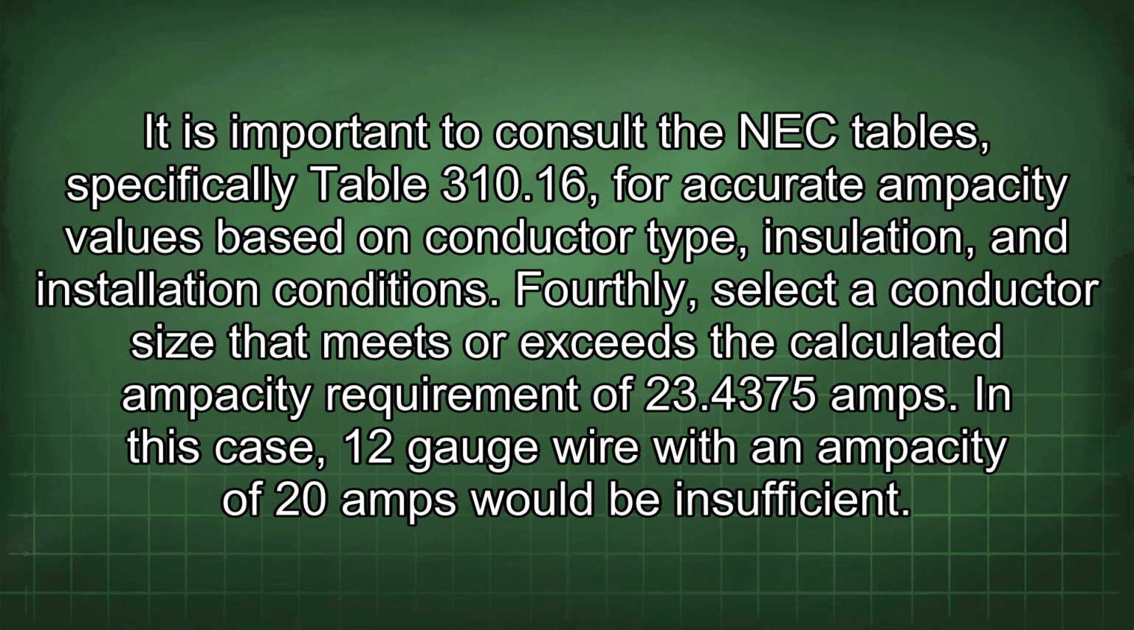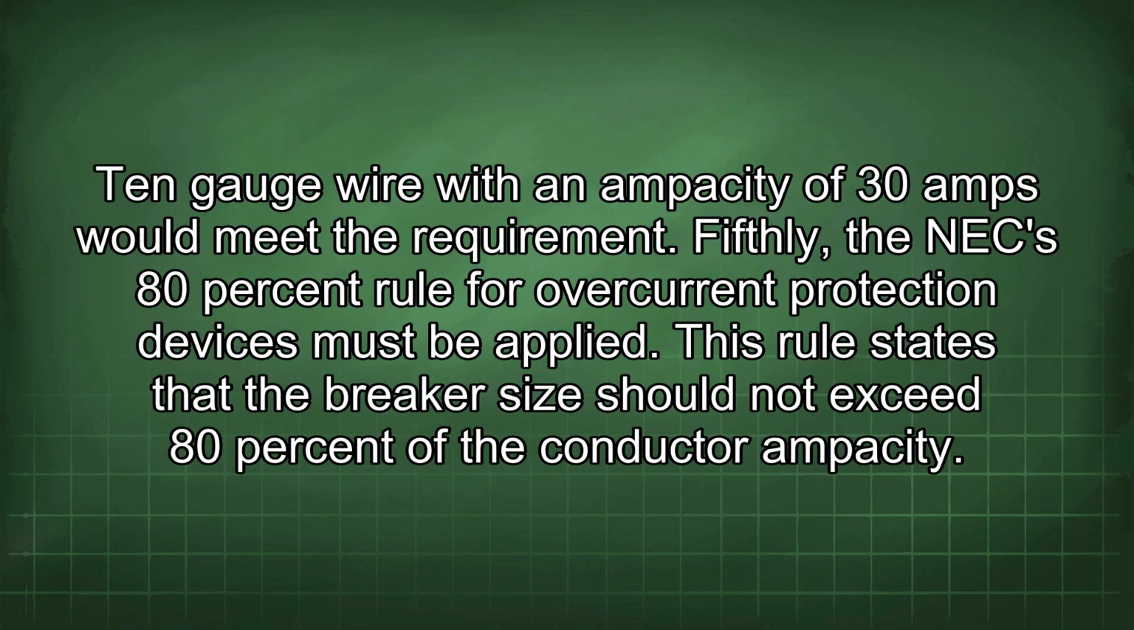Fourthly, select a conductor size that meets or exceeds the calculated ampacity requirement of 23.475 amps. In this case, 12-gauge wire with an ampacity of 20 amps would be insufficient. 10-gauge wire with an ampacity of 30 amps would meet the requirement.